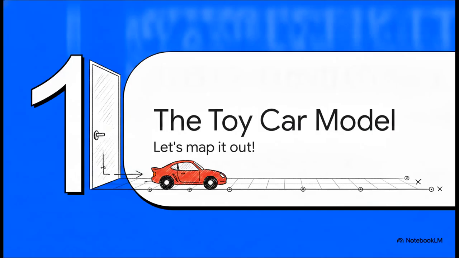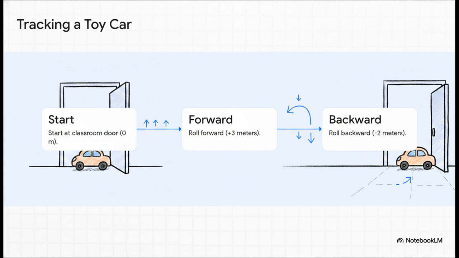The toy car model. Let's map it out. Now, what's really interesting about this concept is how we can easily take those abstract rules and apply them to a concrete, real-world example right now. Let's use a toy car and your classroom door as our 0 point. We'll walk through it step by step. Step 1, our toy car starts exactly at the classroom door. That is our reference frame, our absolute 0-meter mark.